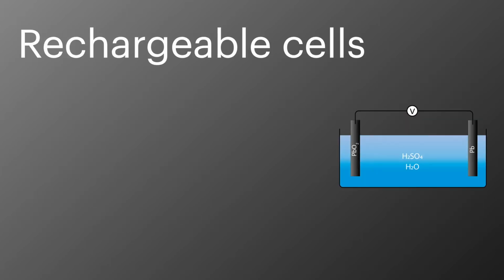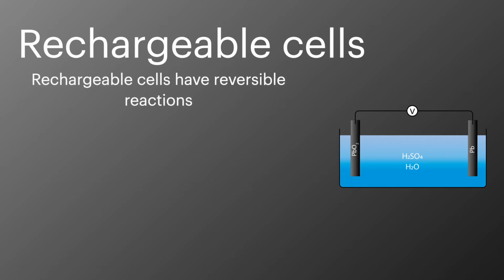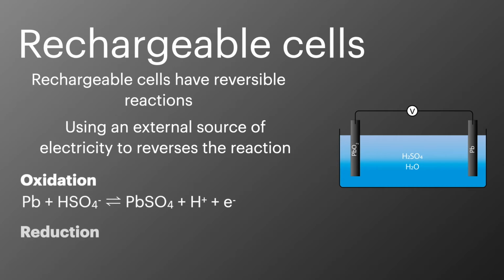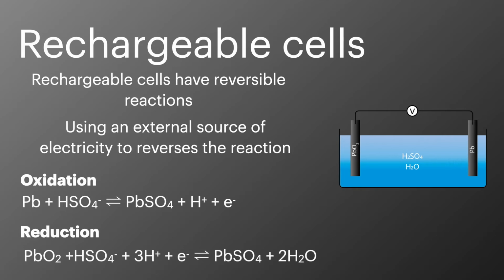Rechargeable cells then are a little bit different. Rechargeable cells have reversible chemical reactions in them. It means that you can use an external source of electricity to reverse this chemical reaction. One of the common rechargeable cells that we use regularly is the one that's in our car. We draw a large amount of current to start the car and then we recharge the car battery while driving it over time. This type of battery is called a lead-acid battery and the oxidation and reduction reactions are shown on the screen now. You don't need to learn these, but it's useful to know what's going on.